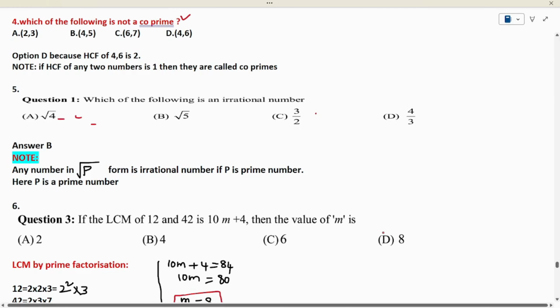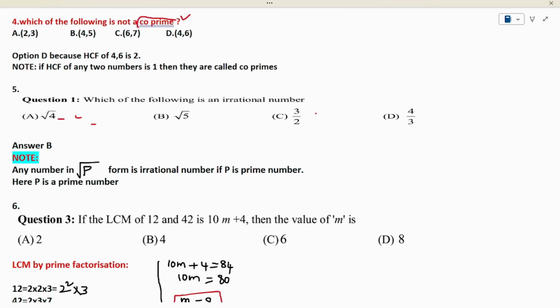Coming to the next question. Which of the following is not a co-prime? To answer this question, first of all, we need to know what is co-prime. Simply, if any two numbers have HCF as 1, then I can say they are co-prime numbers. Let's say, for example, 2 and 3, their HCF is 1. So, this is co-prime.